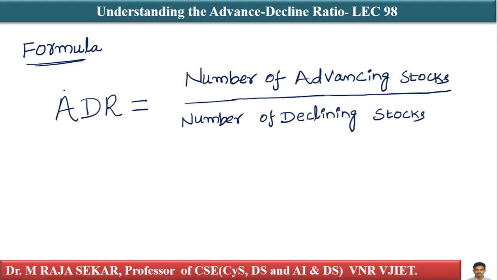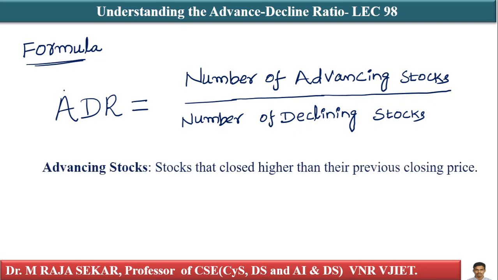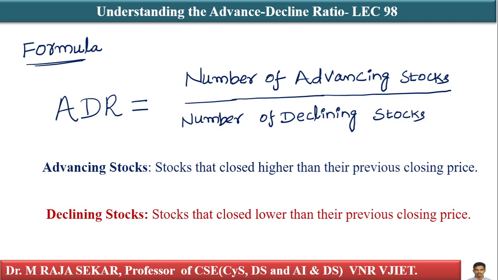Let us try to understand the definition. What is the formula? The formula is ADR ratio equals number of advancing stocks divided by number of declining stocks. What is the number of advancing stocks? Stocks that closed higher than their previous closing price. What are declining stocks? Stocks that closed lower than their previous closing price.